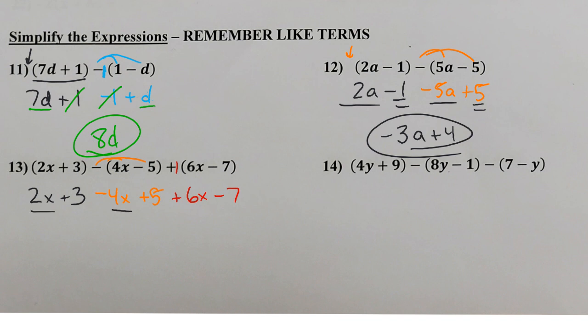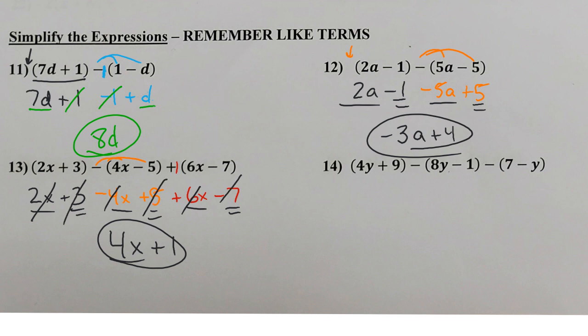So now I put x's with x's. 2x minus 4x is negative 2x. Negative 2x plus 6x is 4x. I just cross them out so I don't accidentally use them again. You don't have to cross them out. 3 and 5 is 8. 8 minus 7 is 1. So 4x plus 1, done. Remember, there is no equal sign. That is done. So we're not solving these.